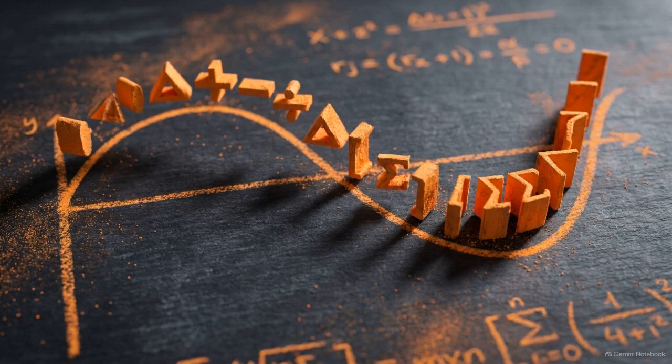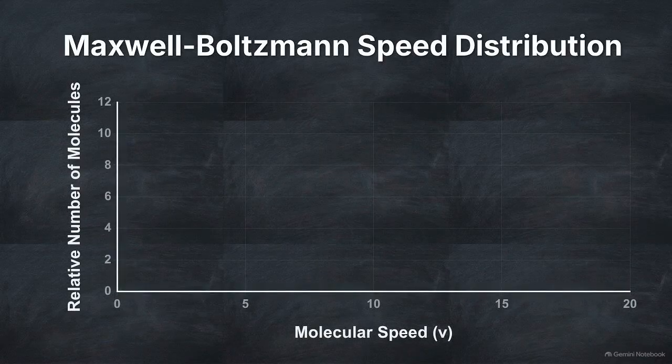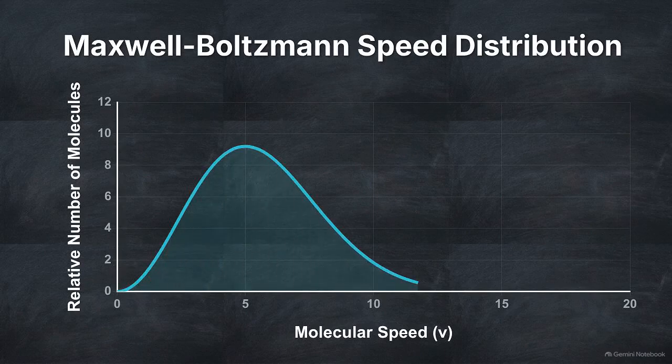This algebraic expression draws a specific geometric shape when plotted on a graph. We define the horizontal x-axis as the molecular speed, v. The vertical y-axis represents the relative number of molecules operating at a given speed. The function produces an asymmetrical bell-like curve rising from the origin.